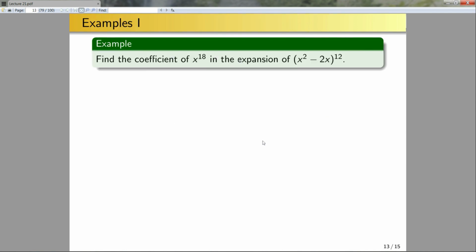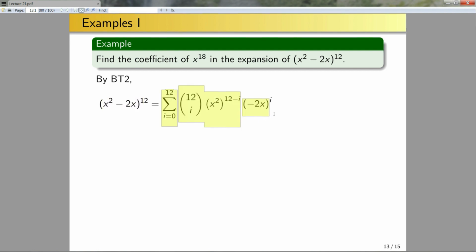Okay, so let's look at an example. Find the coefficient of x to the 18th in this expansion here. There's a few ways you can go about it, so let's present one. By Binomial Theorem version 2, I have that this expression here is equal to this finite sum. Explicitly, I get 12 choose i, times the term that's here, x squared to the 12 minus i, and minus 2x to the i.